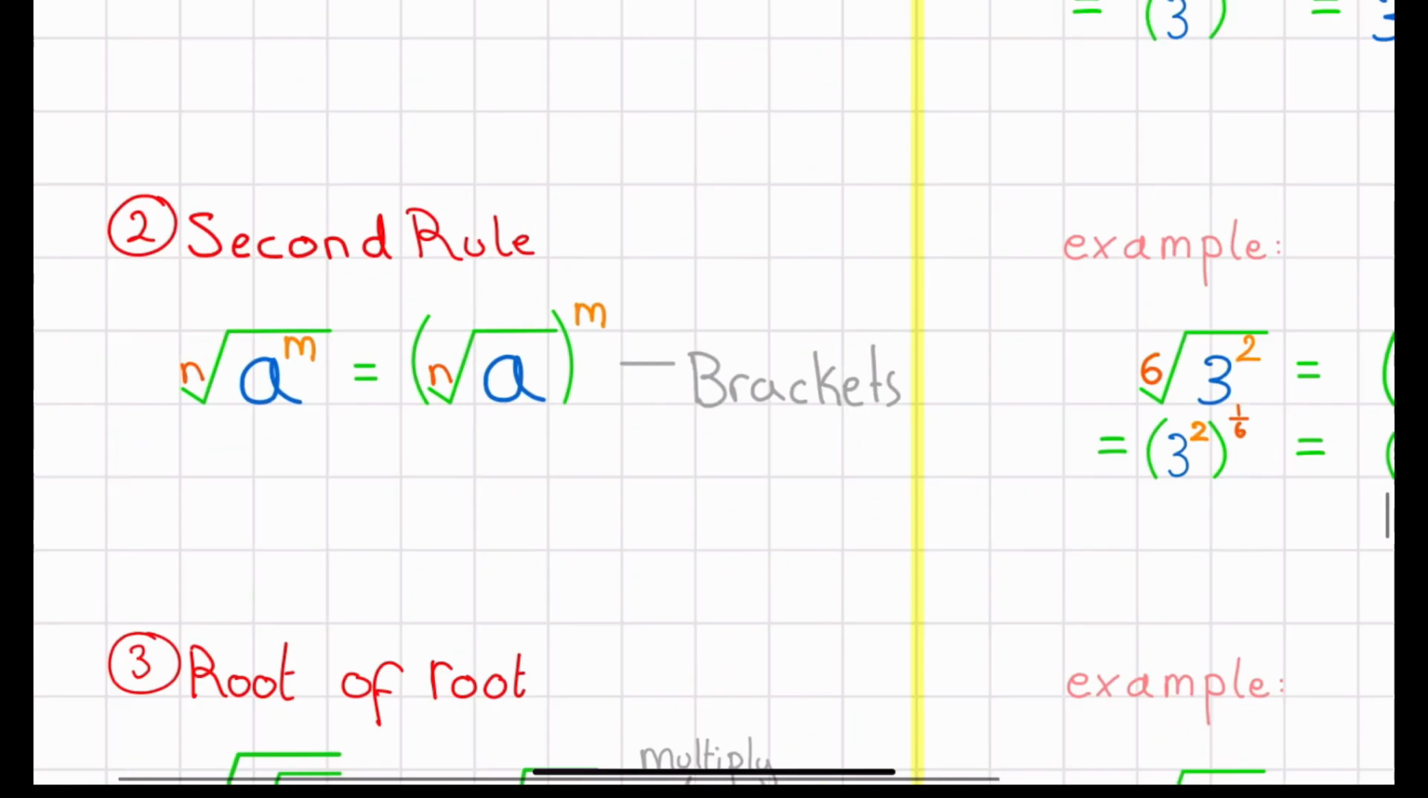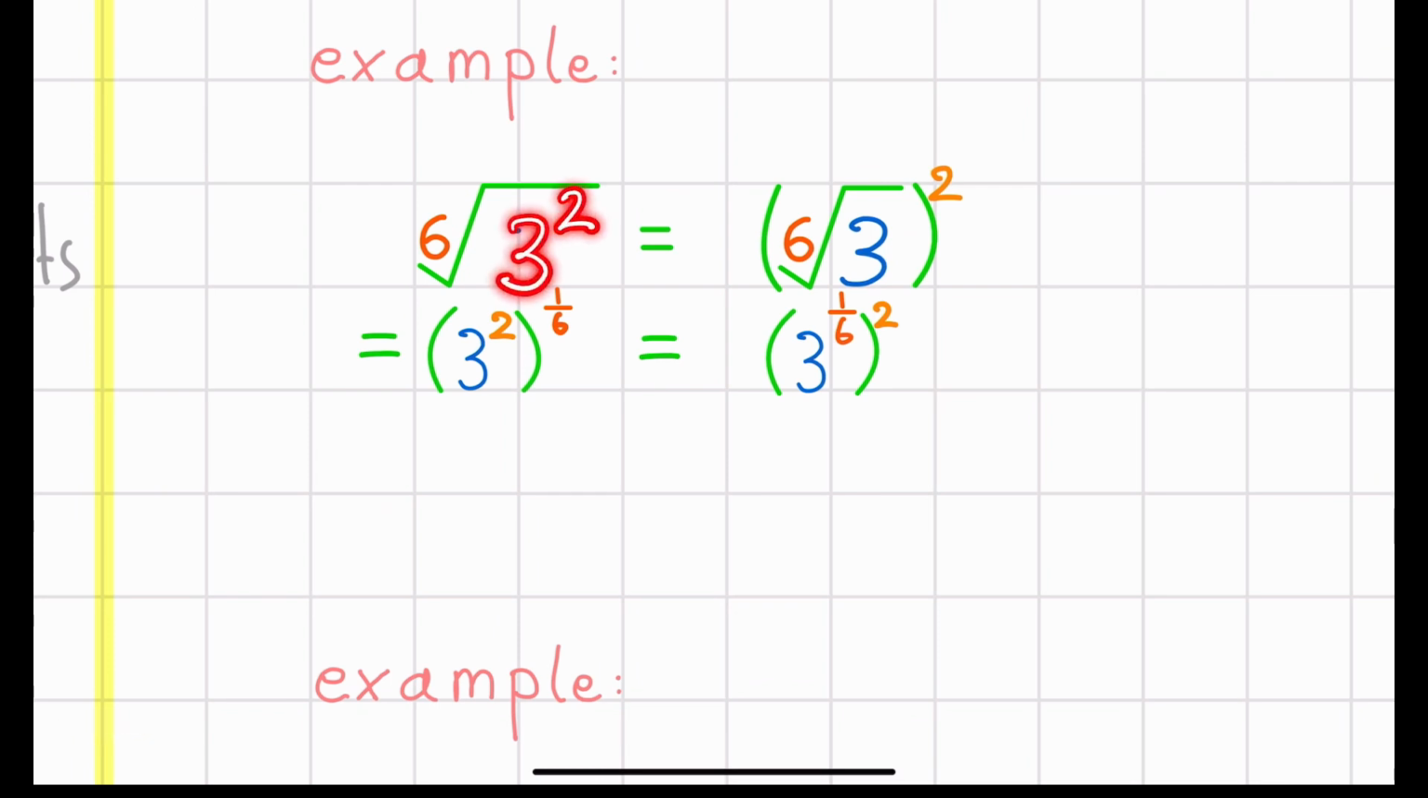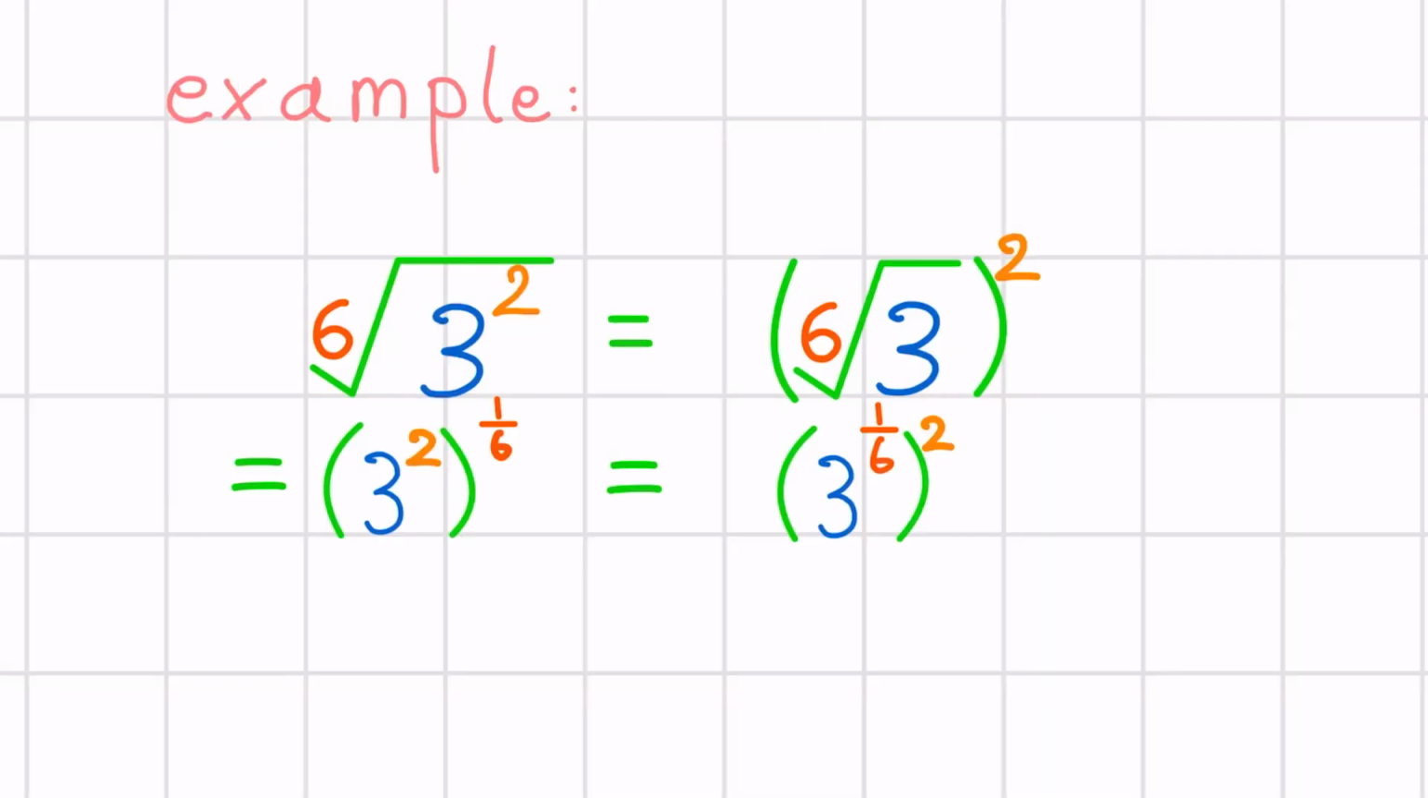Now the second rule suggests that if I have a raised to the power of m, and then I take root n, I can also first take root n, and then raise it to the power of m. Here we have 3 raised to the power of 2, and then we take root 6. This can be written as 3 raised to the power of 2 raised to the power of 1 over 6. Now, this can also be written as 3 raised to the power of 1 over 6 raised to the power of 2, because we're using the power of power rule, remember? We multiply the two powers.